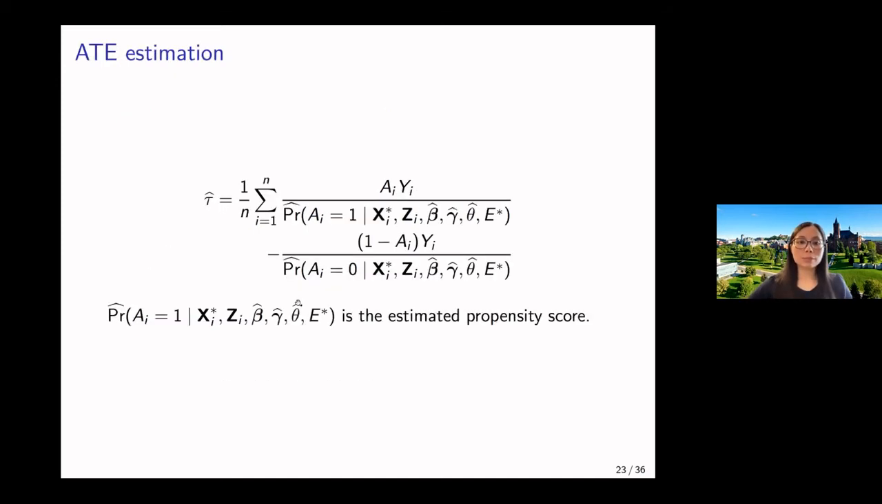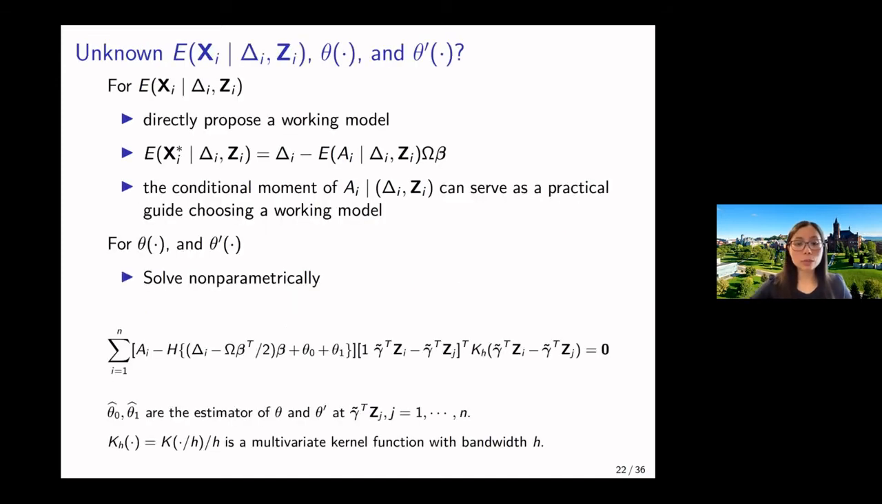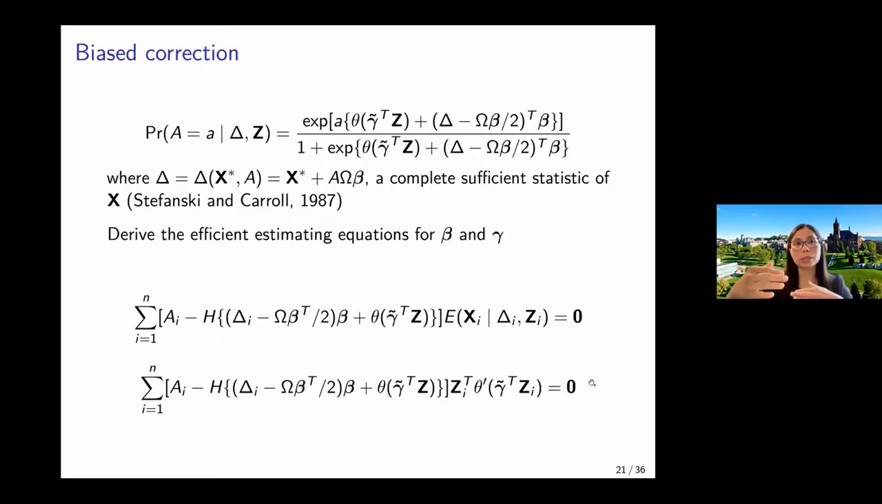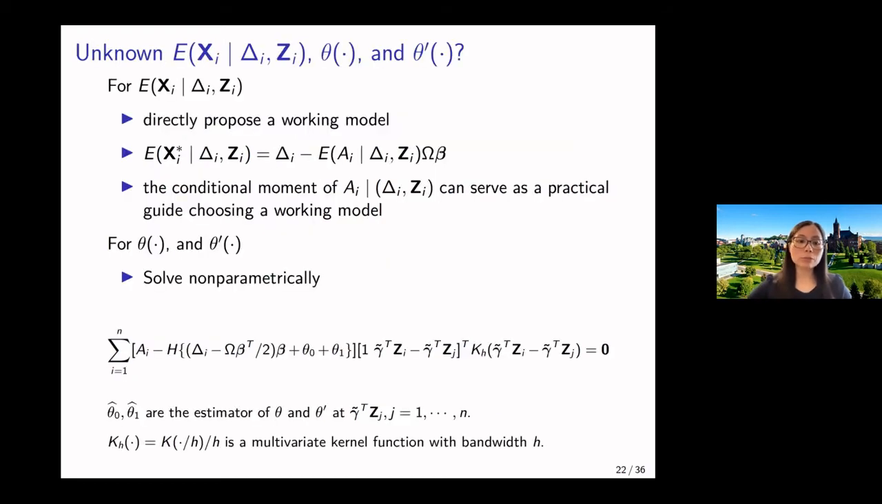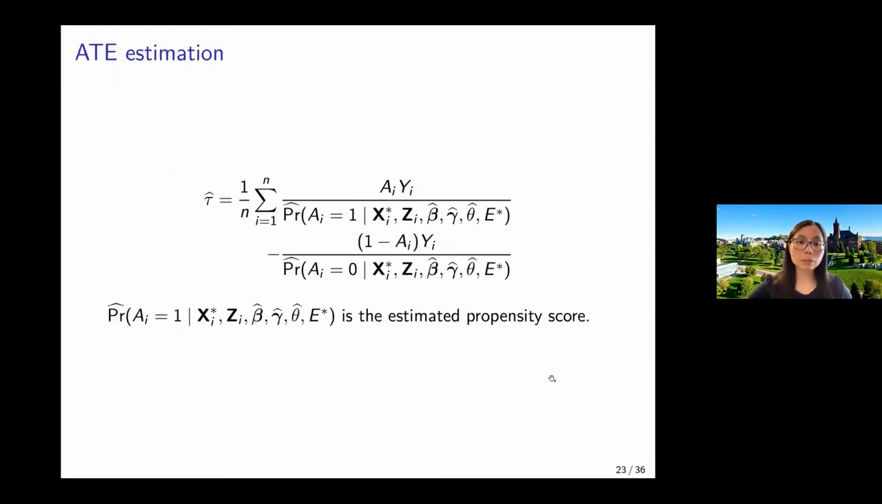Then after we have all these unknown quantities solved, we solve this equation and this one iteratively. We use a profile likelihood method to solve these equations, so that our final product is beta and gamma, and then the propensity score, which we denote as this p hat. So everything is estimated. Then we plug it into the average treatment effect estimator, using the inverse probability based estimator, so that we can solve that quantity.